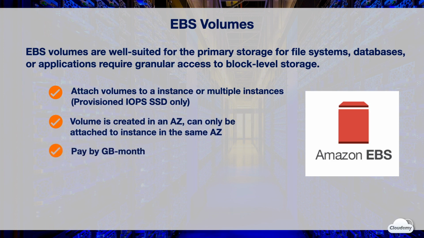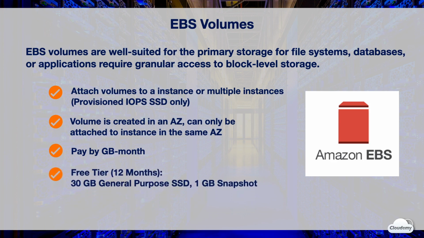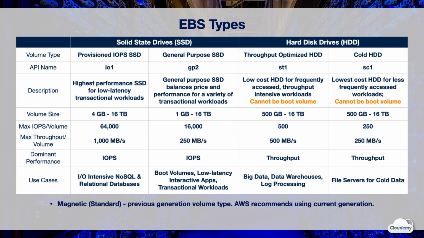With EBS, you only pay for the storage you consume, at a per gigabyte rate for the total storage you provision every month. Amazon EBS offers a free tier of 30 GB general purpose SSD storage, and 1 GB snapshot for the first 12 months. EBS offers several volume types.